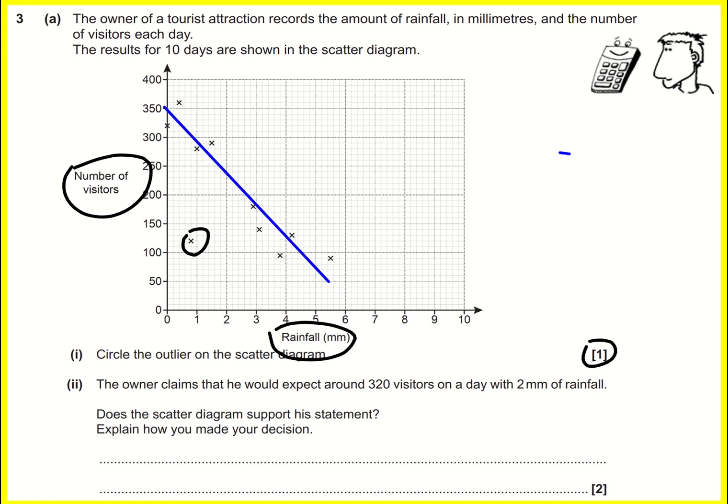Okay, now I can use this. So with 2 millimeters of rainfall, I can read up my graph, and I would expect about 230 to 240 visitors. So no, basically we don't expect about 320. 320 would be for less than 1 millimeter. No.